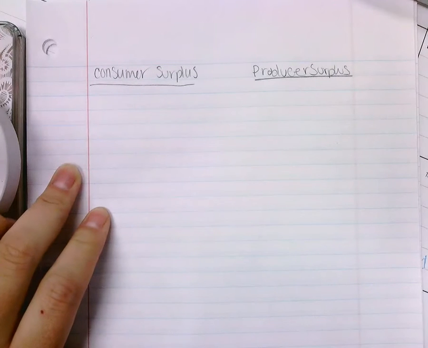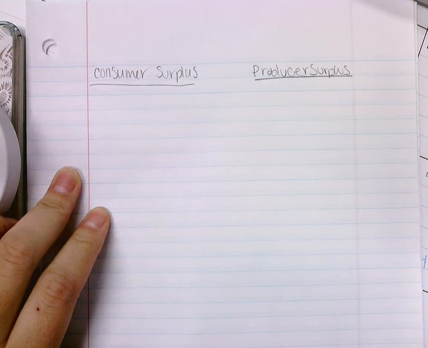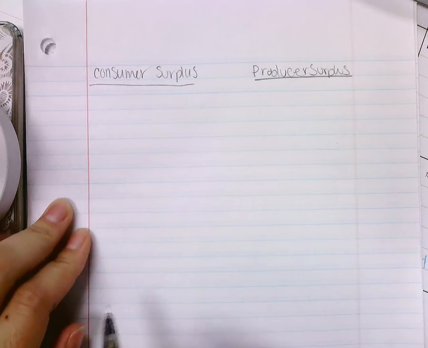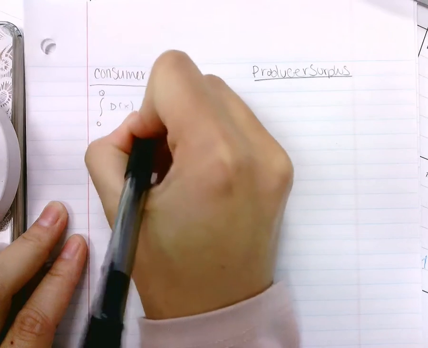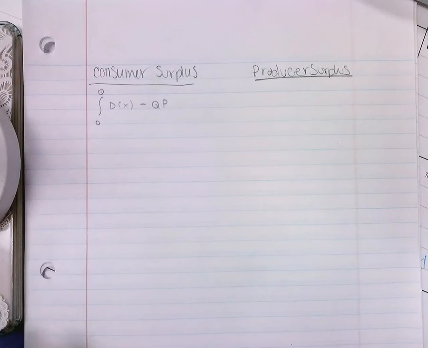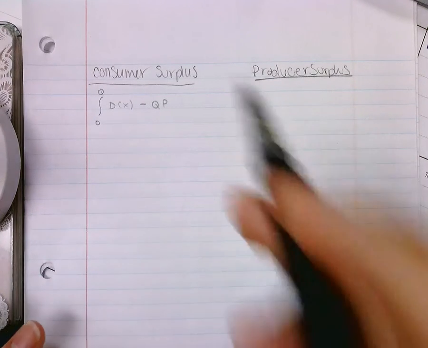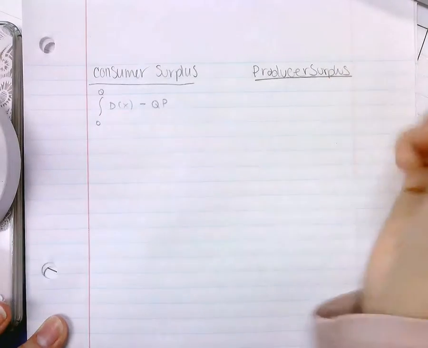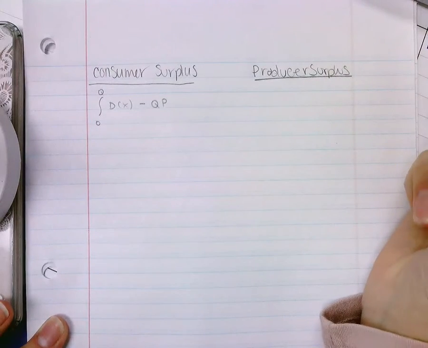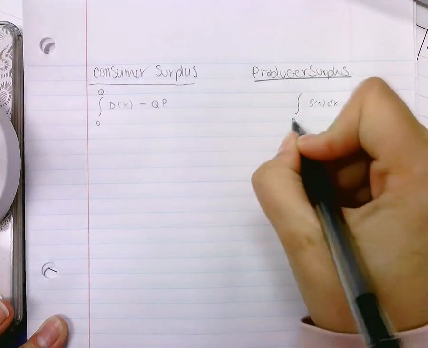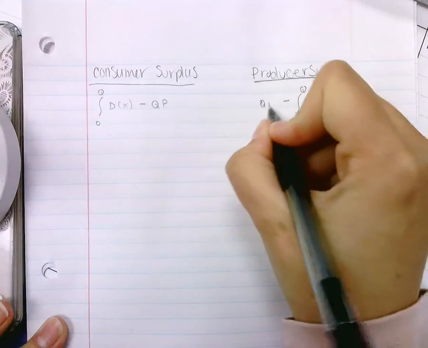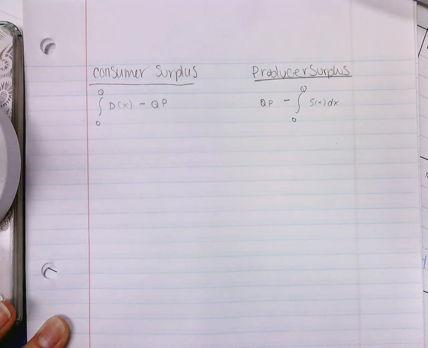So consumer surplus, consumers buy stuff and people who buy stuff demand. So we're going to integrate the demand function and then subtract the area in between the demand function and the x-axis and then the equilibrium point. And then the producers, they make stuff, and so therefore they supply things. So you're going to integrate the supply function and subtract that from the equilibrium point area. Okay, so we're going to practice finding equilibrium points and surpluses.